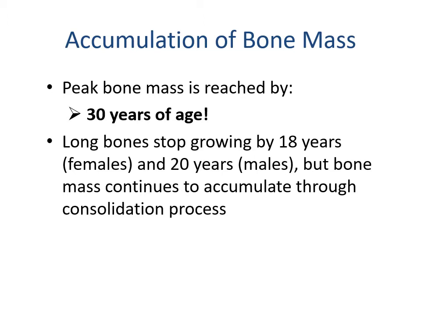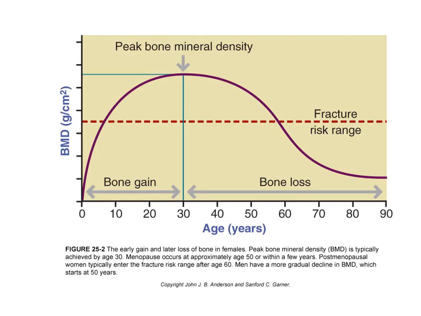Looking at the accumulation of bone mass, peak bone mass is reached by 30 years of age, and the long bones stop growing by approximately 18 years for females and 20 years for males. But bone mass continues to accumulate through the consolidation process. Here we can see that it's going to peak at 30 and then begin slowly declining. Our goal is to try and stretch this curve out so that our risk for fractures happens at a much later age.